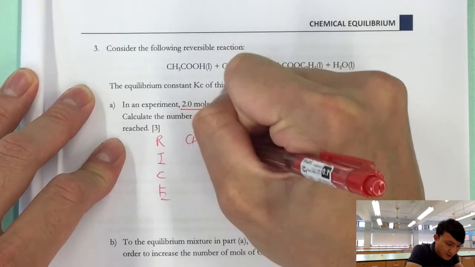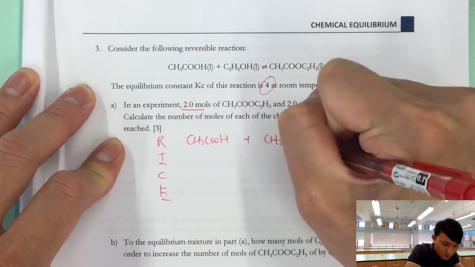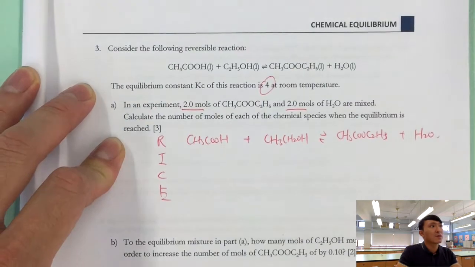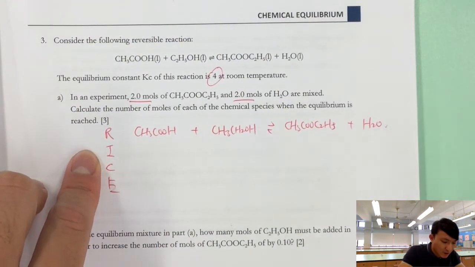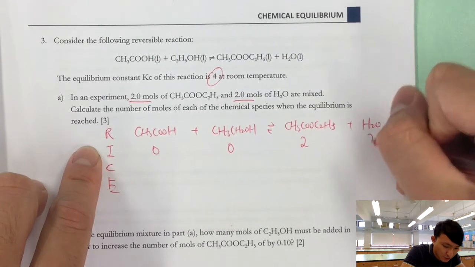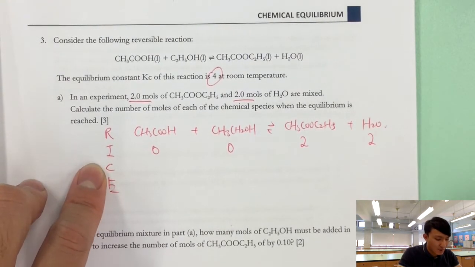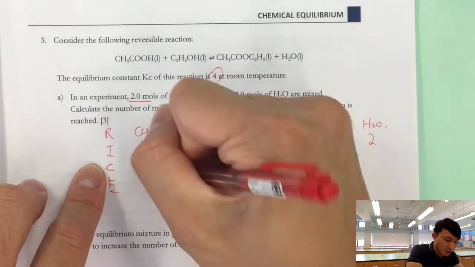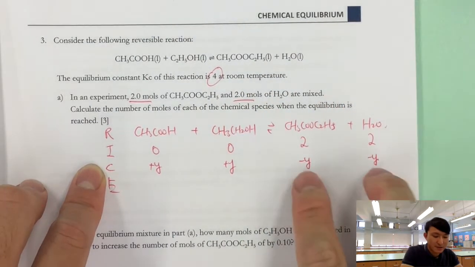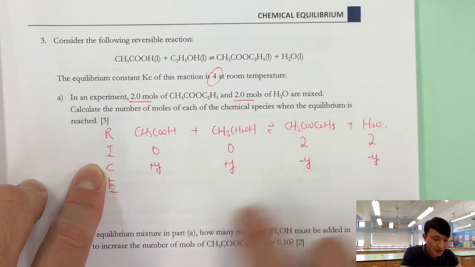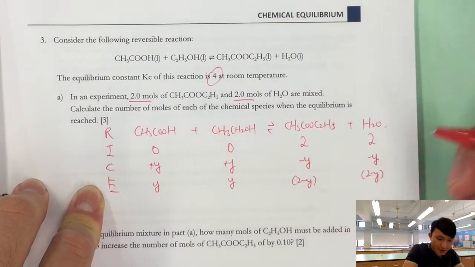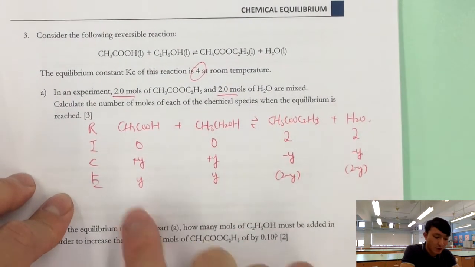So copy the equation down. Ester and also water. Okay, so we start off with no acid and alcohol, but we have 2 moles of ester and 2 moles of water. Okay, now the changes, so we do plus y over here, minus y over here. Okay, because you can tell the reaction should go from right to left initially. Okay, so at the end, this one should be y, 2 minus y, 2 minus y. Okay, and all we have to do is solve for y, then we have all these numbers, right?